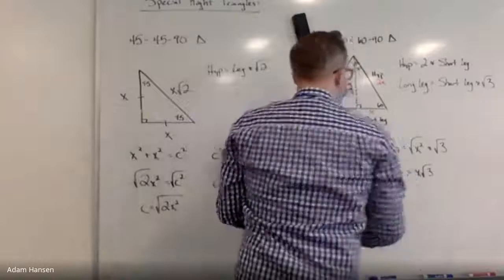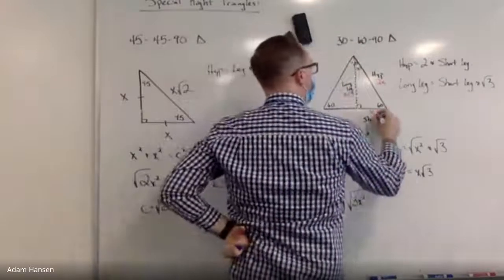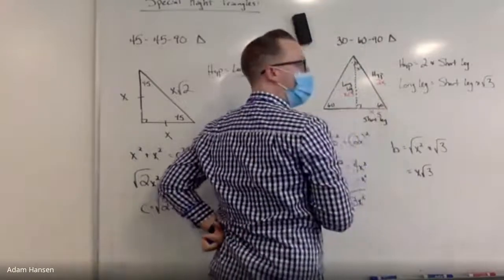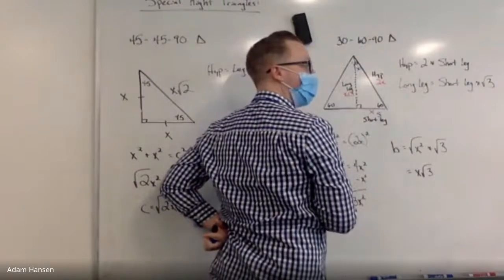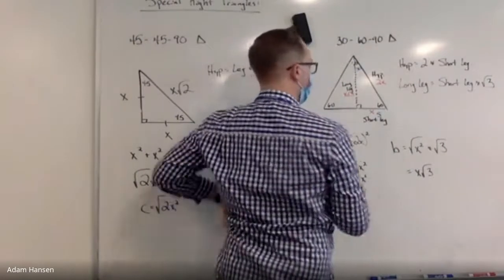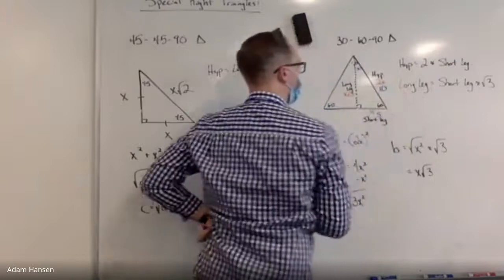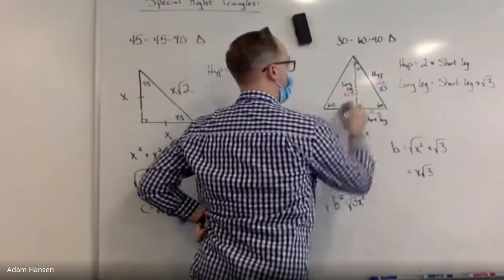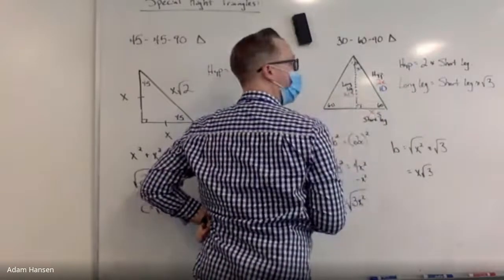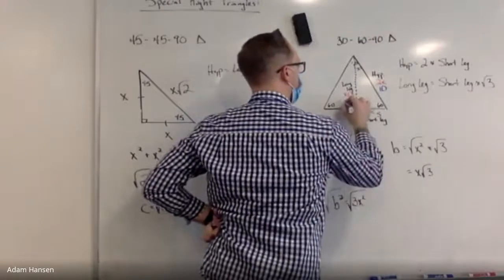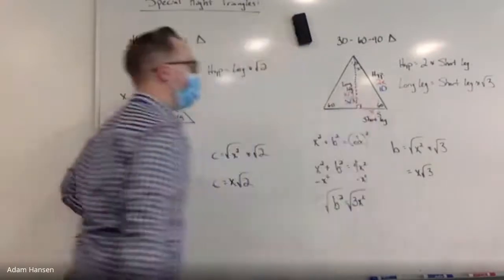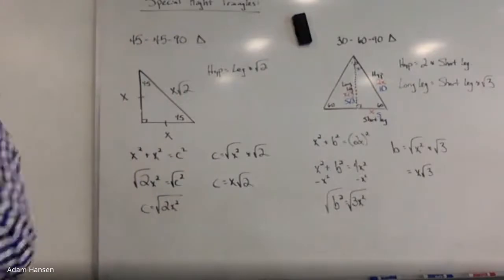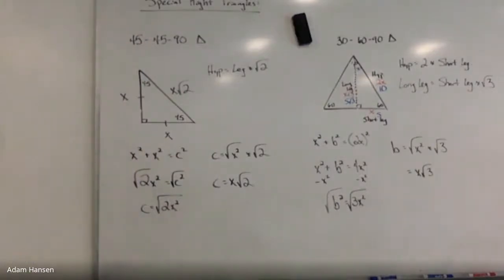Let's play a similar game. If the short leg is 5, how long is the hypotenuse? 10. 5 times 2 is 10. What's the long leg? 5 root 3. So given one side length, I can find the other two.